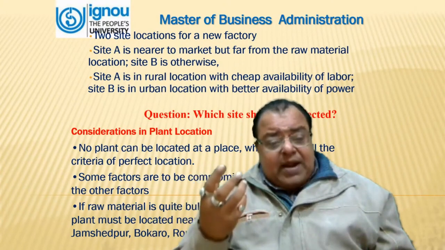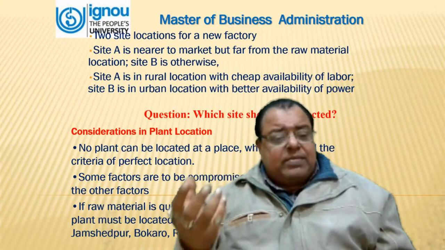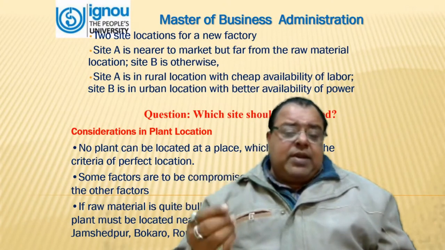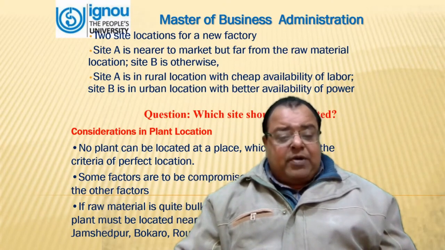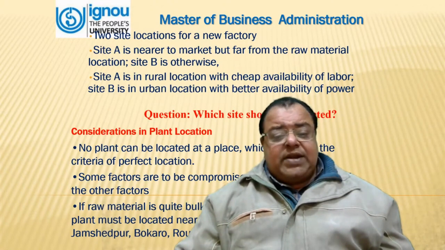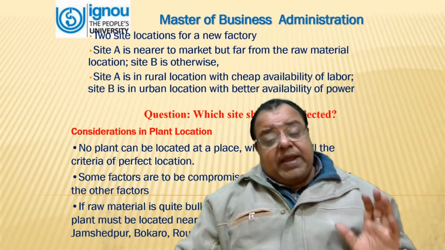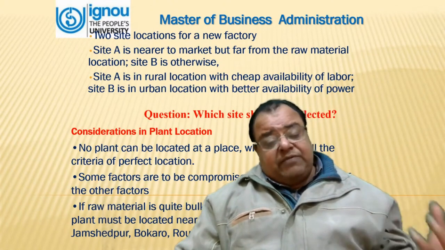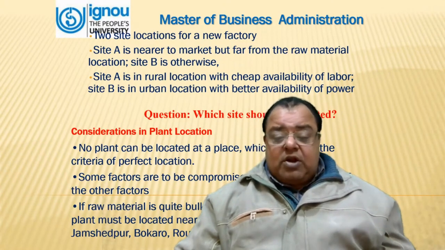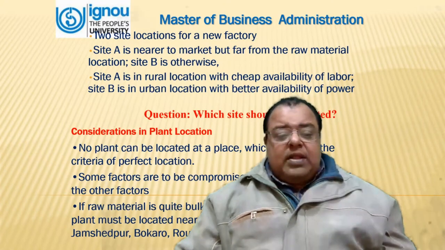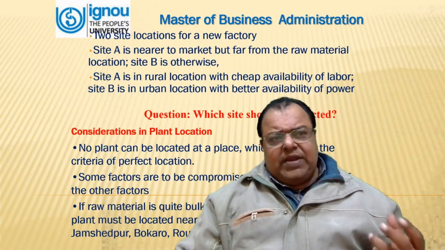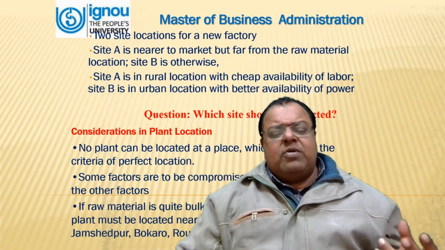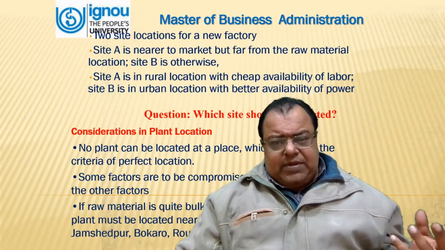For consideration in plant location, the following points have to be kept in mind. No plant can be located at a place which fulfills all the criteria of a perfect location. Some factors are to be compromised to take advantage of the other factors. If raw material is quite bulky and difficult to transport, the plant must be located near the raw material sources, like we can take the example of Jamshedpur, Bokaro, Rourkela, NTPC.